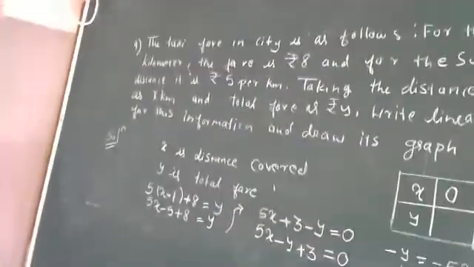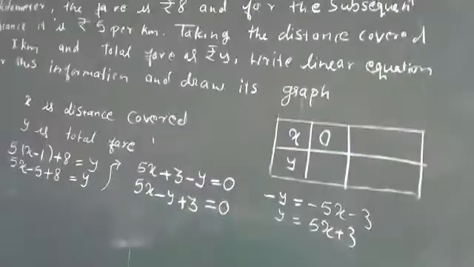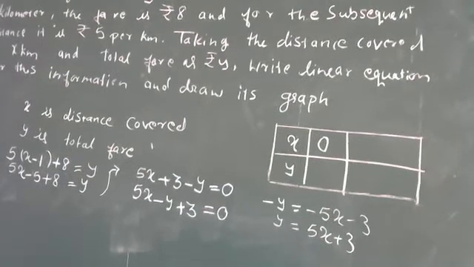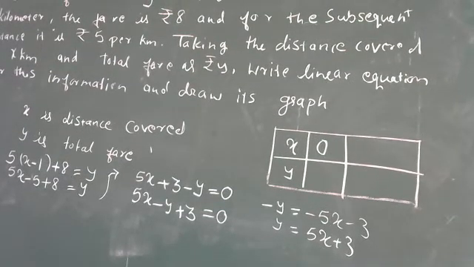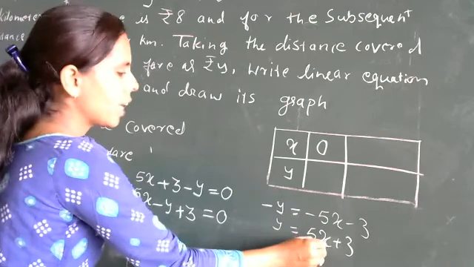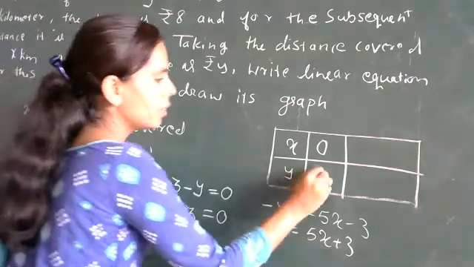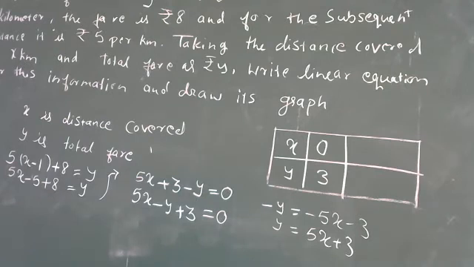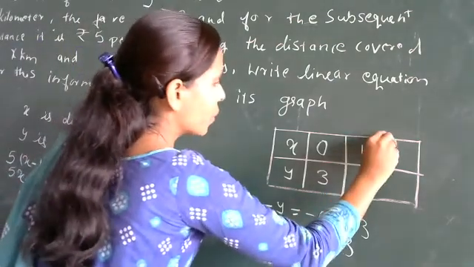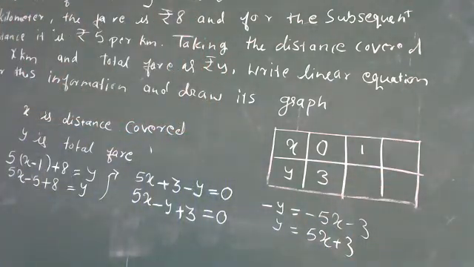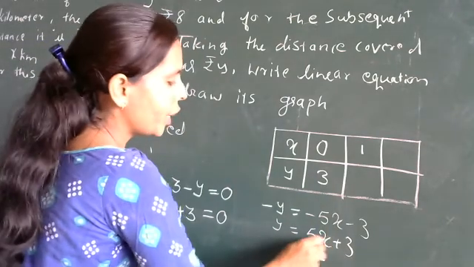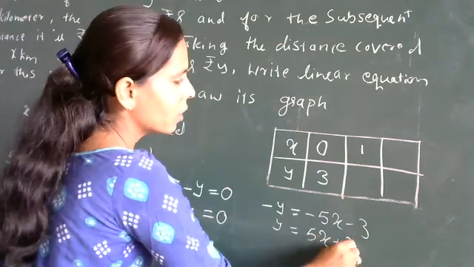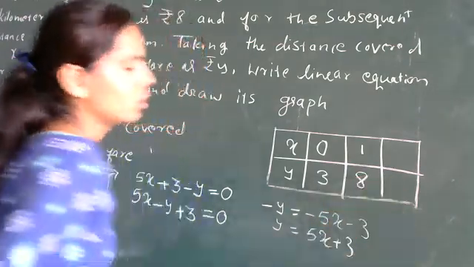When you put the value of x as 0, what will be the value of y? When you put it as 0, 0 into 5 is 0. What remains? 3. So one value of y is 3 when we put the value of x as 0. What will be the next value you can put? Suppose if I put the value of x as 1, what is the value of y here? If we take it as 1, 1 into 5, 5. 5 plus 3, it is 8. So the second value will be 8.